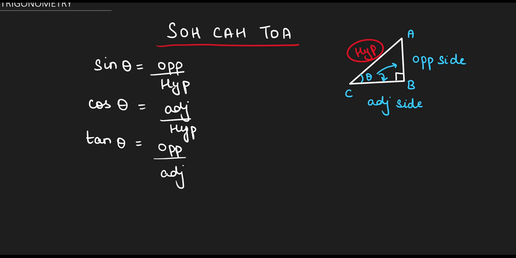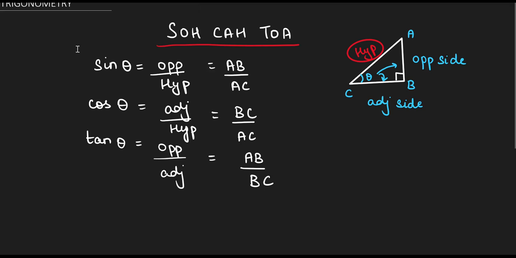So if we're talking about sine, that says opposite over hypotenuse, you have the opposite side as AB and the hypotenuse as AC. Similarly, cos is adjacent BC over hypotenuse AC. And tan is opposite AB over adjacent BC. I hope you're clear with all this. So now let's take an example.